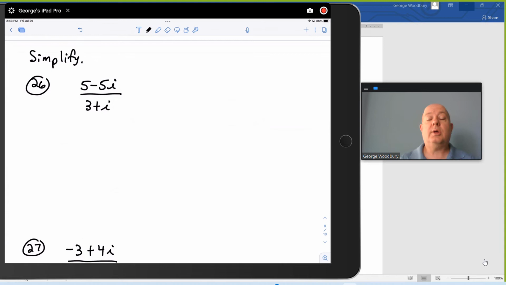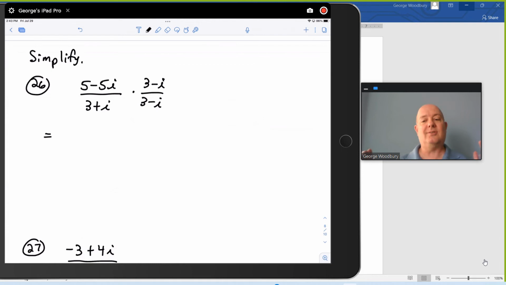2 more to go. These last two, the numerator, instead of being a real number or an imaginary number, now we have a complex number. 5 minus 5i is a complex number, over 3 plus i is another complex number. We're going to multiply the numerator and denominator by the conjugate of that denominator, 3 minus i.